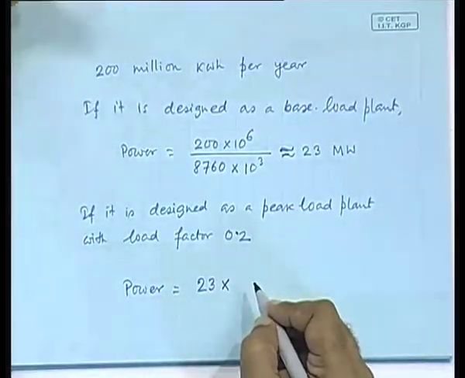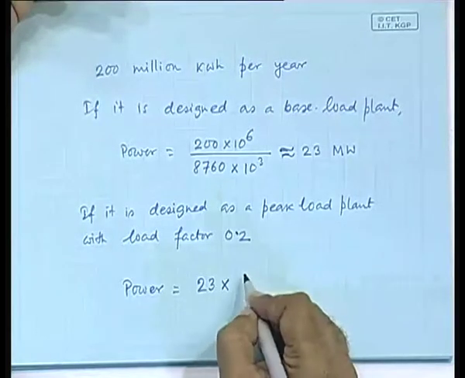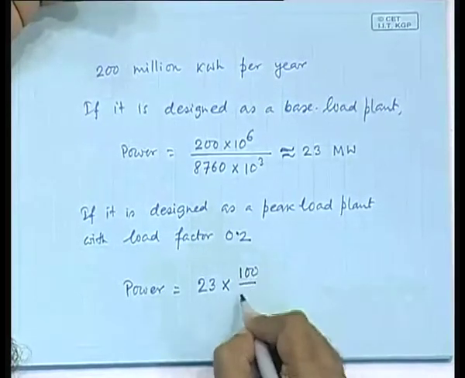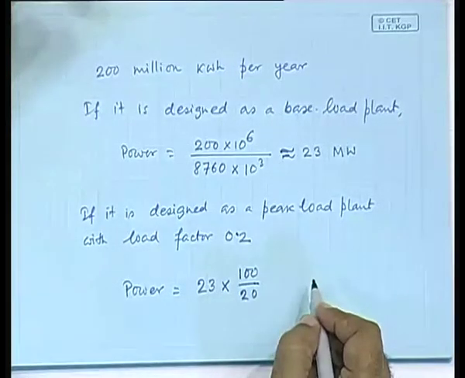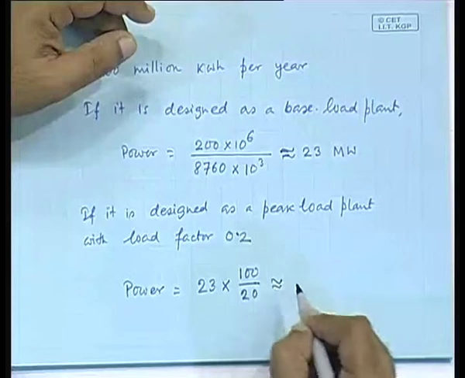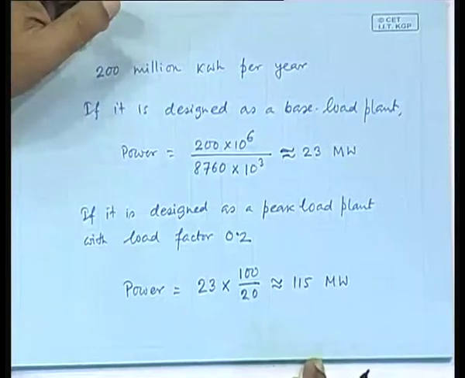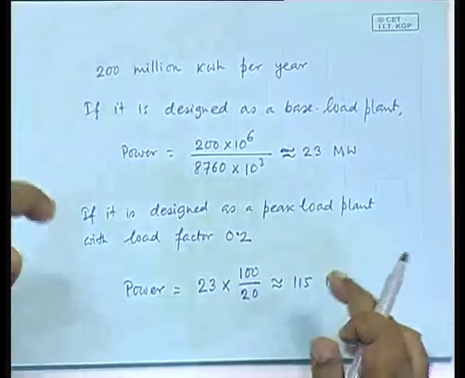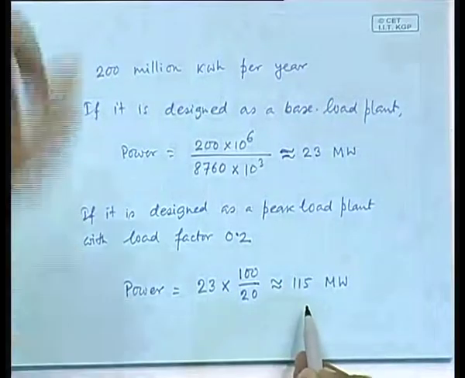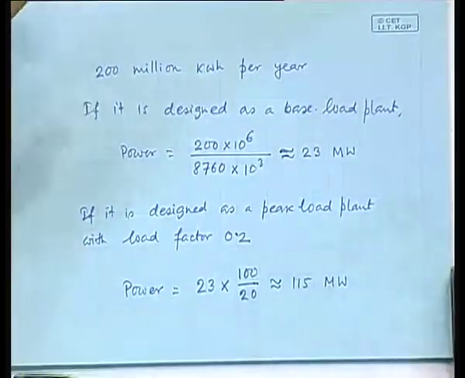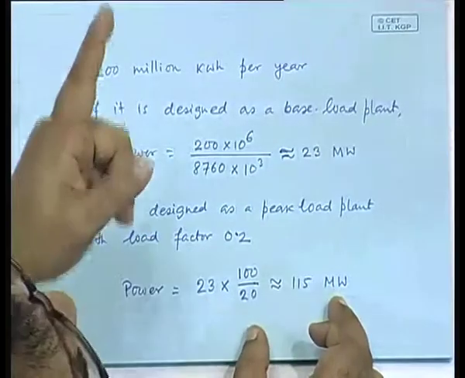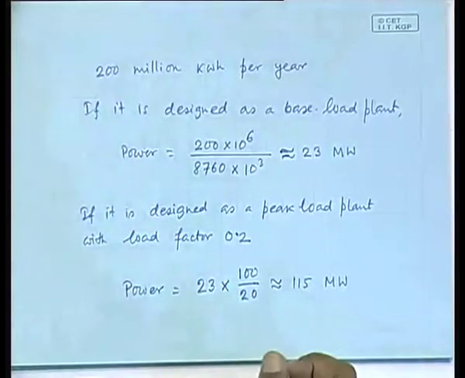Now, this will have to be multiplied by 100 by 20. So, this will approximately be how much? So, you see, if you plan it as a peak load plant, it has to have much more power capacity, which means the turbine should be larger, which means the penstock will have more diameter. So, all these will be necessary. That means, if you plan it as a peak load plant, it will require a larger investment.